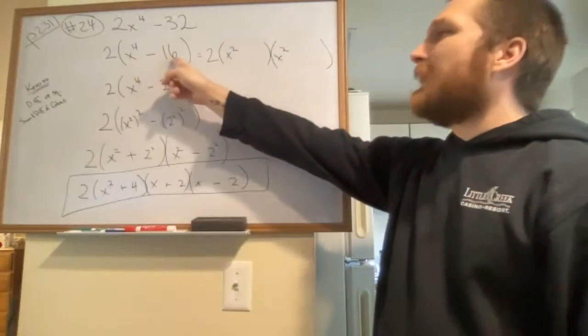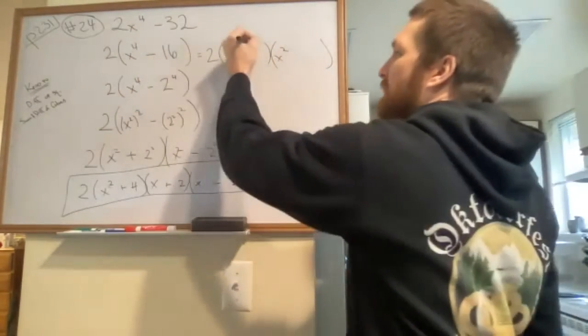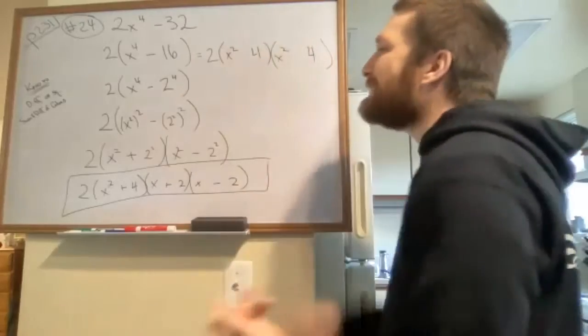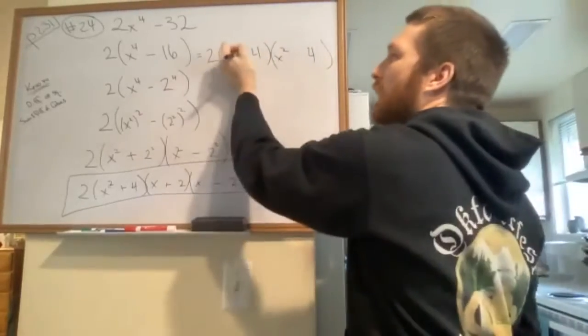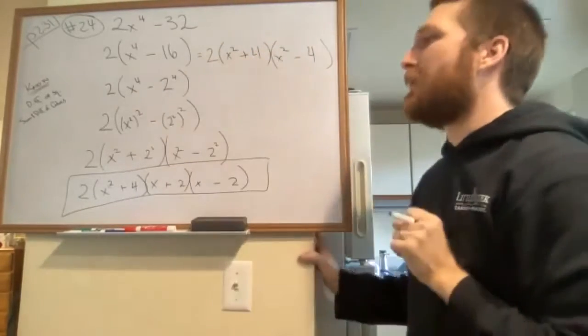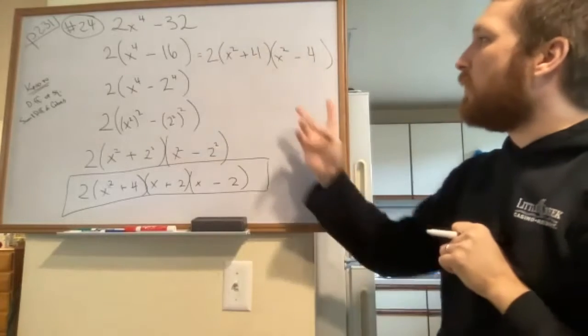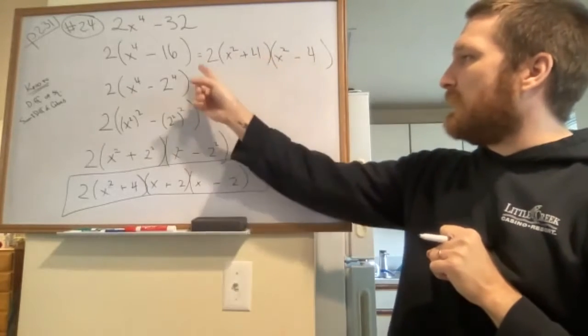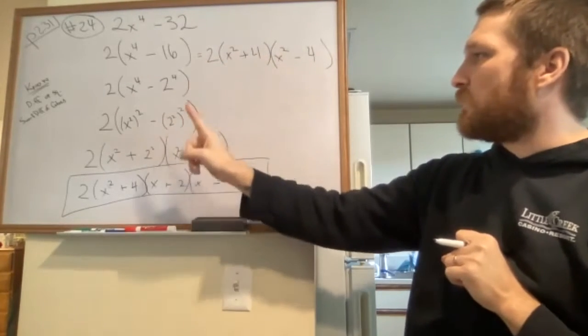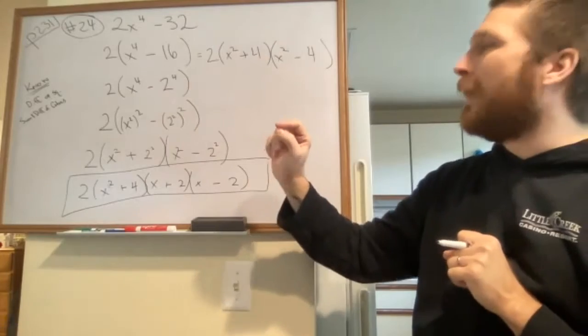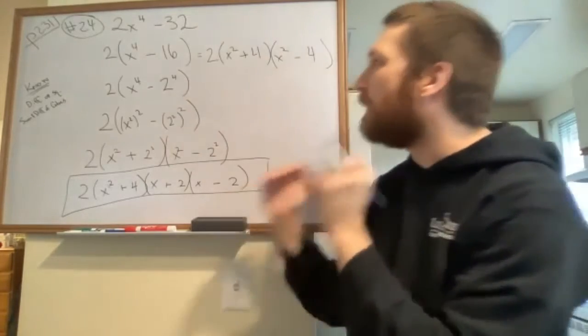What times itself gives me 16? Well, that's a 4 and a 4. And since it's a difference of squares, I know I've got to do that plus minus thing right there. And so right now we've already kind of jumped to the chase. We didn't need to go through these steps right here, if you feel comfortable with that.